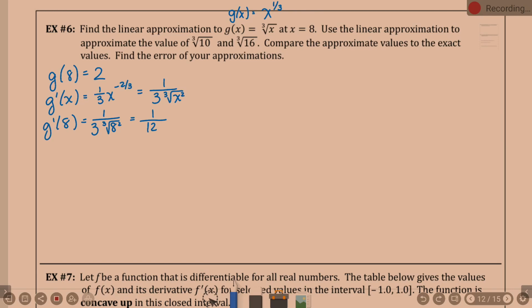Yep. So now, if we're writing our linear approximation, L(x) is going to be 1/12 times the quantity x minus 8, plus 2. Just using our modified point slope.